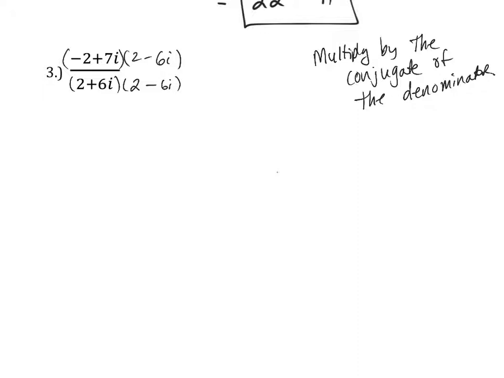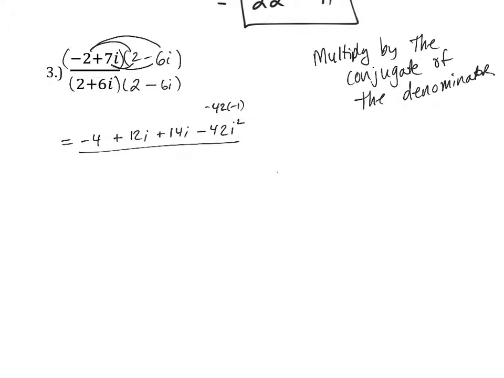All right, now we've got quite a bit of distributing that we need to do. Let's go ahead and get started. Negative 2 times 2 is negative 4. Negative 2 times negative 6i would be a positive 12i. And then I have 7i times 2 would give me 14i. And then 7i times negative 6i, 6 times 7 is 42, and then i times i is i squared. But again, that i squared is negative 1, right? So that would be negative 42 times negative 1.